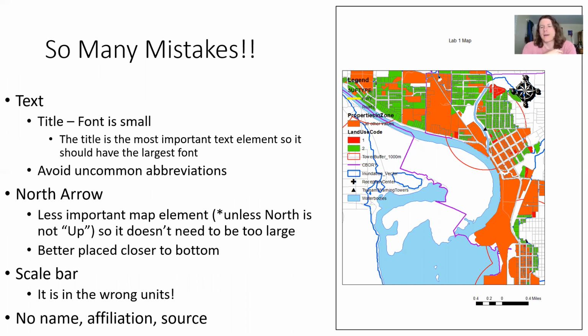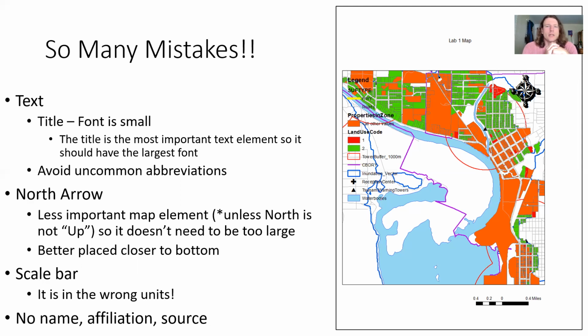The text on the map is also really, really bad. I mean, look at the title font. It's really, really small. Does not imply that it's the most important thing. The legend text is larger than the title text, which is something you never want to do. Not only is it small, but it doesn't mean anything. Lab 1 map, that doesn't mean anything at all. It would be much better to have a concise, descriptive title, like Port Alberni Tsunami Risk Assessment.